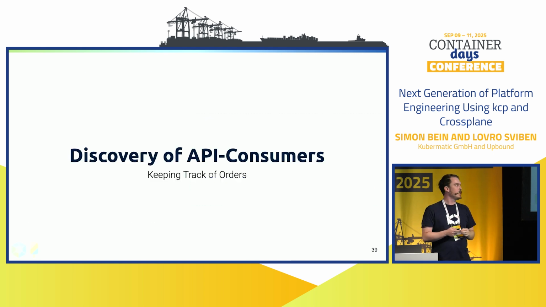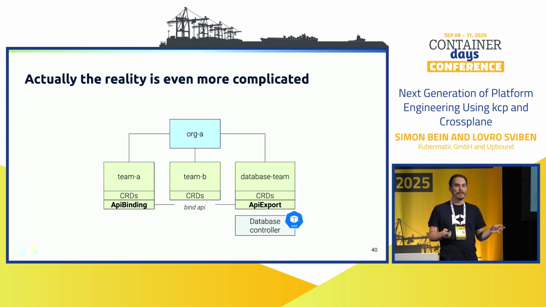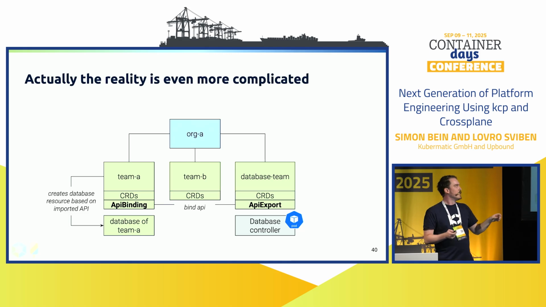All right, now you say, Simon, that's all good and nice, but you also said we cannot really schedule things in KCP. So how do we actually fulfill an order? We assume we have a database controller running somewhere else, because it cannot run in KCP, so it would run in another cluster. How would it know that someone in their isolated Team A workspace has created a database, because they're separated from each other?